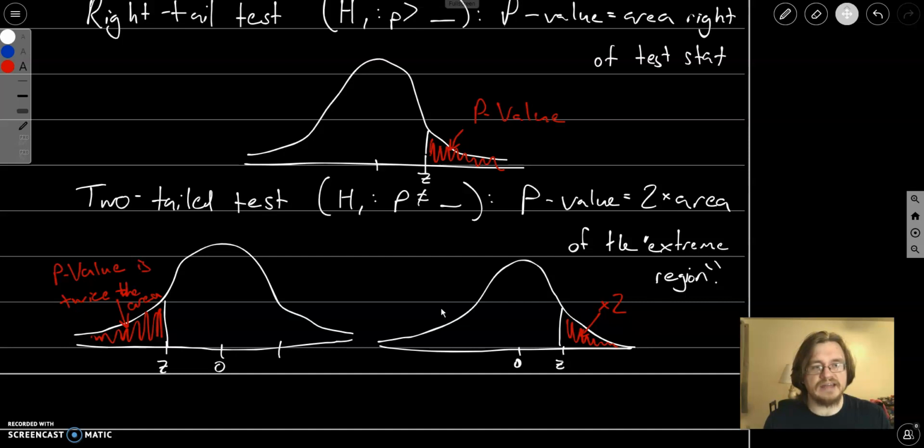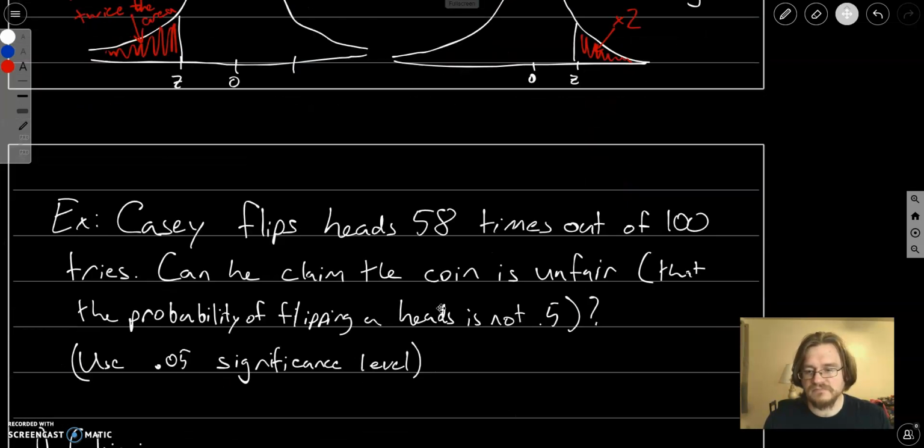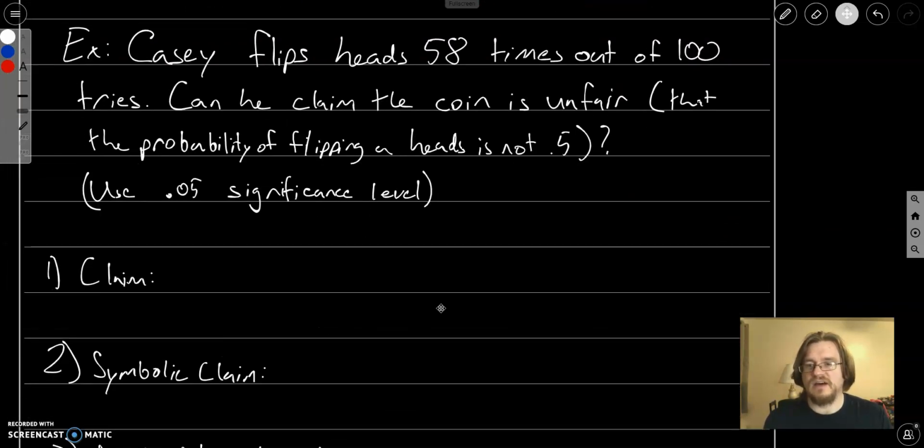So let's look at an example. I flip a coin 100 times and I get 58 heads. So the question is, can I claim that the coin is unfair? And by unfair, I mean that the probability of flipping a heads is not 0.5. So we want to use a 0.05 significance level, and we want to test this hypothesis.